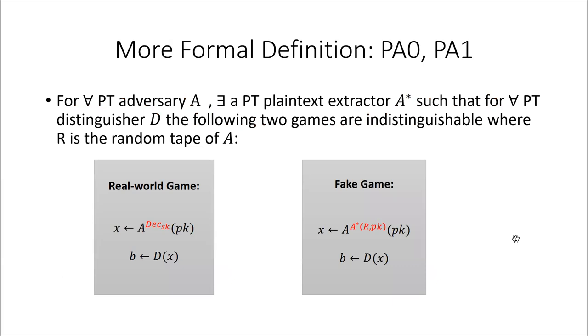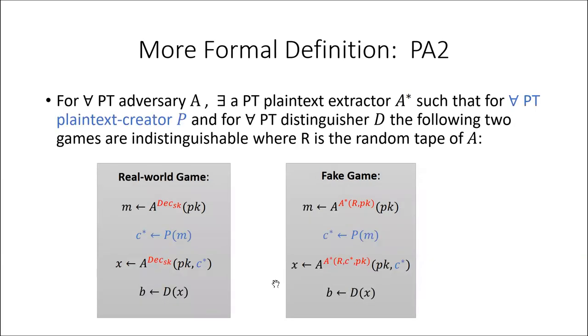So here is the more formal definition for PA0 and PA1. We say an encryption scheme is PA0 or PA1 if for any polytime adversary A, there exists a polytime extractor A star such that for any polytime distinguisher D, these two games are indistinguishable, where R is the random tape. In the real world game, the adversary is run by accessing the decryption oracle. And then in the fake game, A star tries to simulate the decryption oracle. A star is given the random tape of A, or it's given the view of A. And the distinguisher, given the output of A, tries to distinguish these two worlds or games.